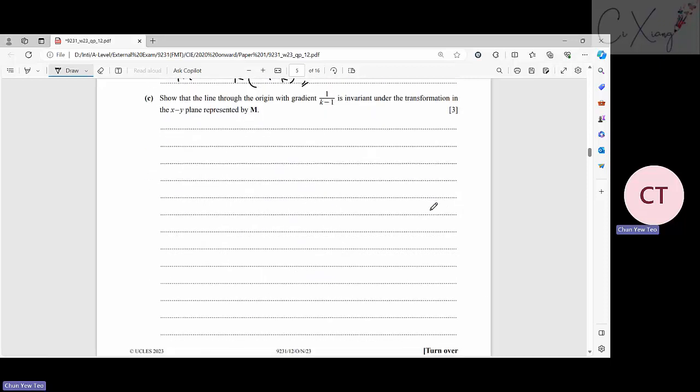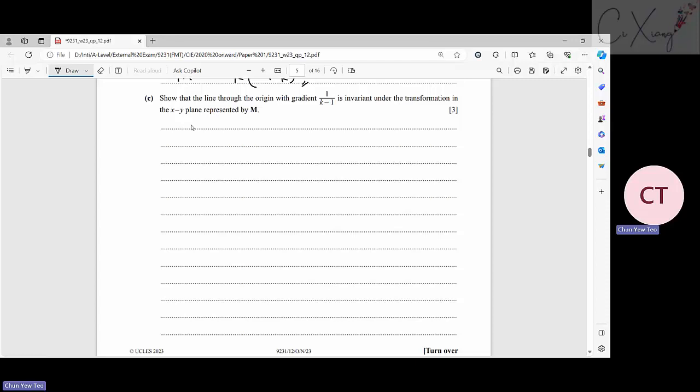C. Show that the line through the origin with the gradient 1 over k minus 1 is invariant under the transformation in the xy plane represented by M. So actually we need to show that this is an invariant line. So invariant line, that means it will be y equals gradient times x.